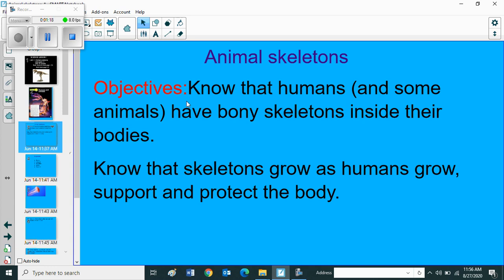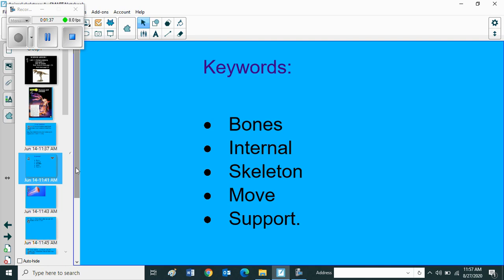Our lesson objectives: know that humans and some animals have bony skeletons inside their bodies. Know that skeletons grow as humans grow. Support and protect the body. Keywords: bones, internal, skeleton, move, support. So these are the keywords.